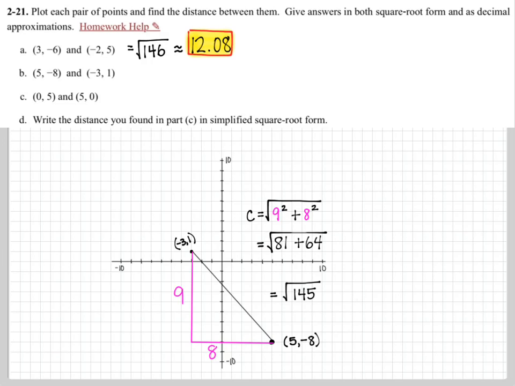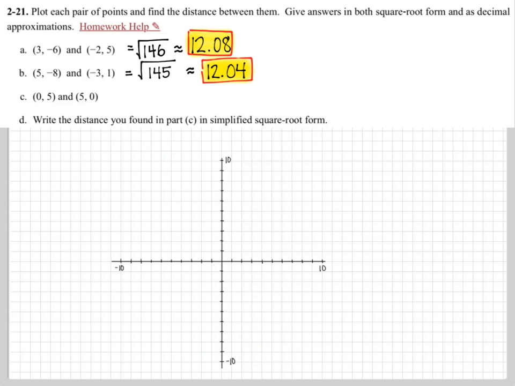And I simplify that problem. I get the square root of 145, which is approximately 12.04. So I have the answers there in both radical or square root and the decimal form. I'm going to erase it and do part C. I graph the 2 points. I want the distance between the 2 points.